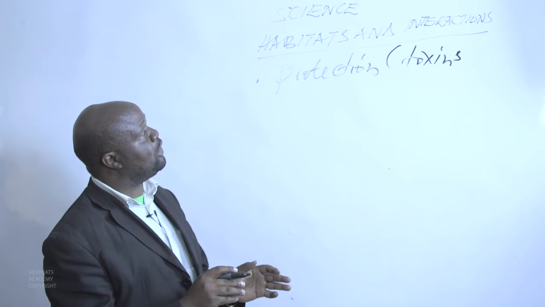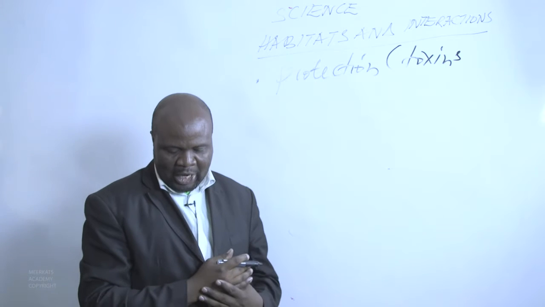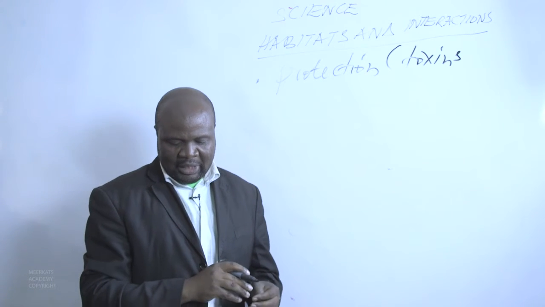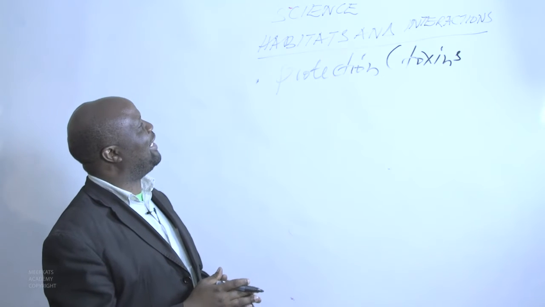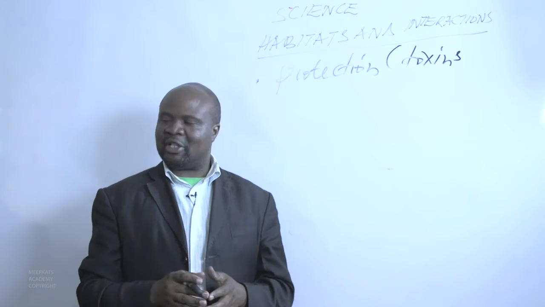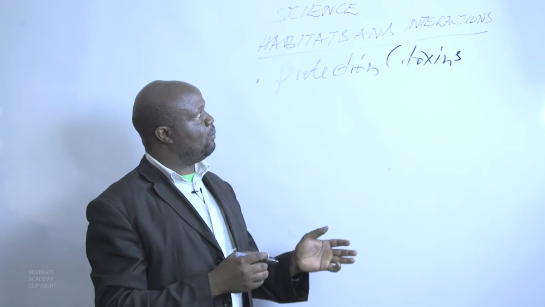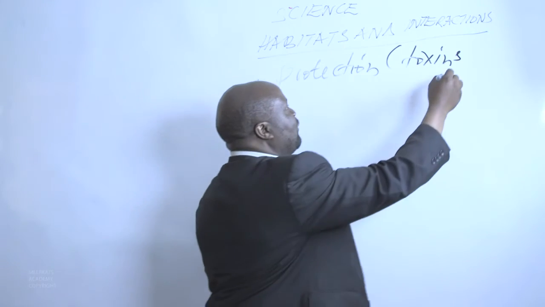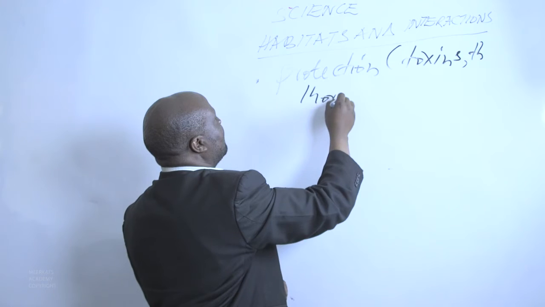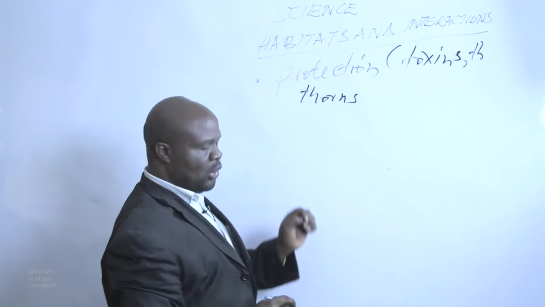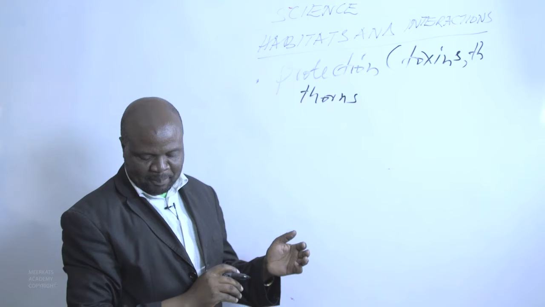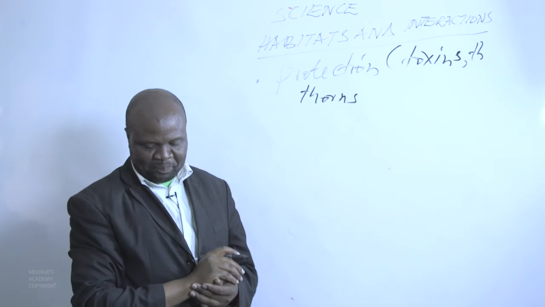And it is not only through toxins. We are also told of thorns. There are some trees which have adapted by having thorns. So when grazing animals want to feed on them, they find that they have thorns, and it becomes difficult for these animals to feed on them. Others have spines that are dangerous.